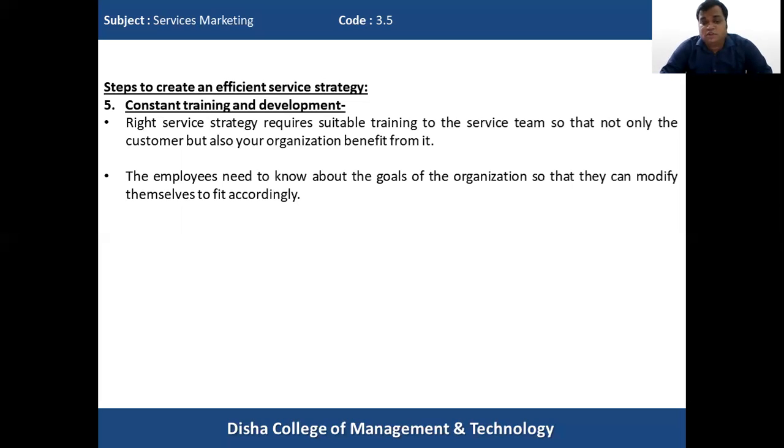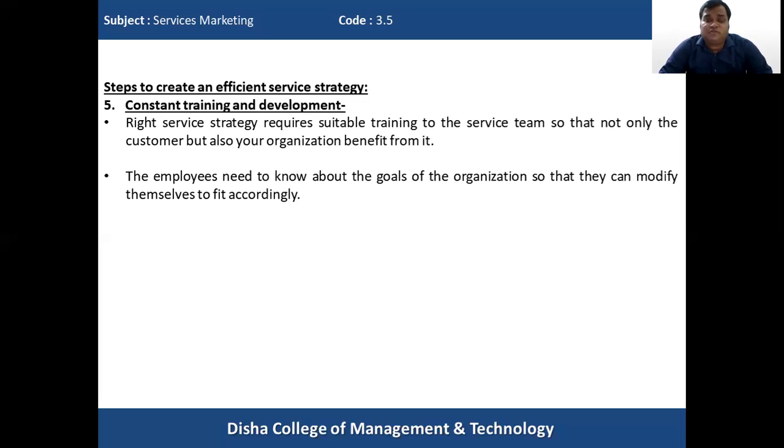The employees need to know about the goals of the organization so they can modify themselves to fit accordingly. Whenever employees are recruited and given training and development courses, all these activities are done in order to upgrade their technical skills, but the employees should also be made to understand the goals of the organization. They should understand or need to know about the goals of the organization. Once they understand what the goals of the organization are, then they will be able to modify and align themselves accordingly.